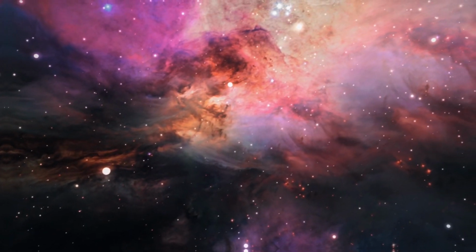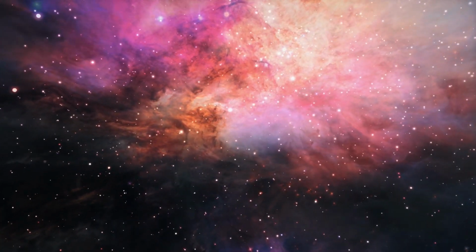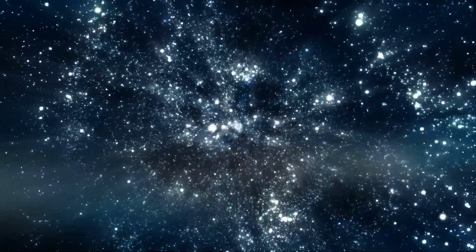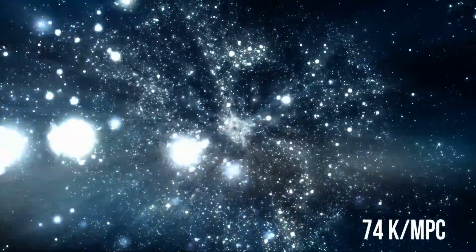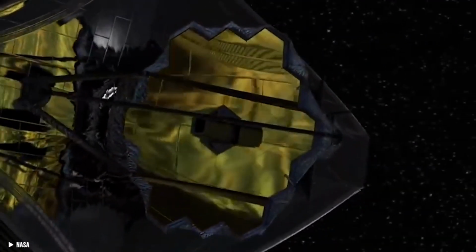The second team watched how the luminosity of significant stars several million light years away from Earth shifts over time. This time, the answer they got was 74 kilometers per second per megaparsec. That's a significant gap. It's time for the JWST to step in.